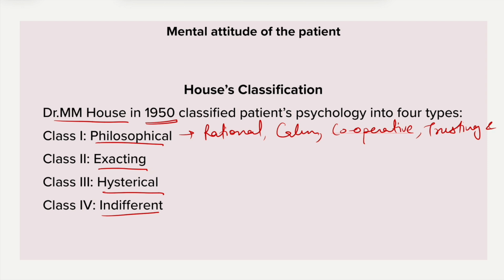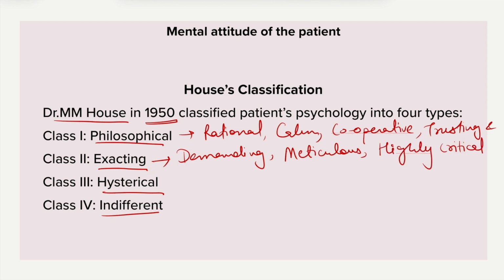Okay, then comes the exacting patients. Characteristics of exacting patients are demanding, meticulous, highly critical, and analytical. They want detailed explanation and often question every procedure. Prognosis in such patients is fair to good. Success depends largely on communication.